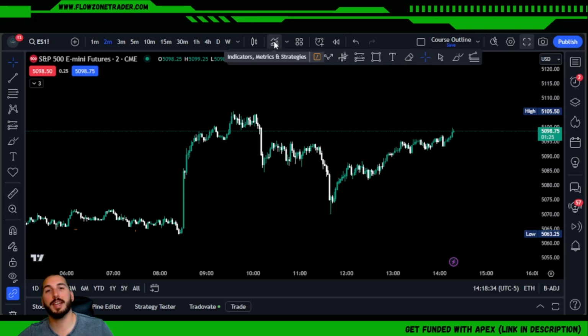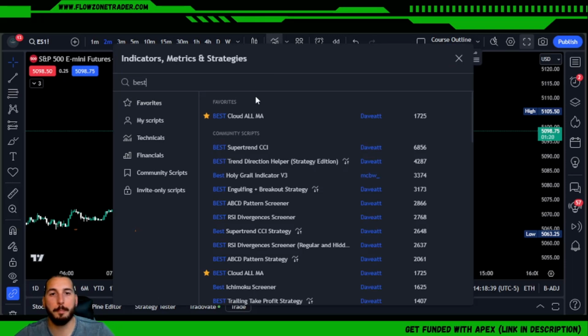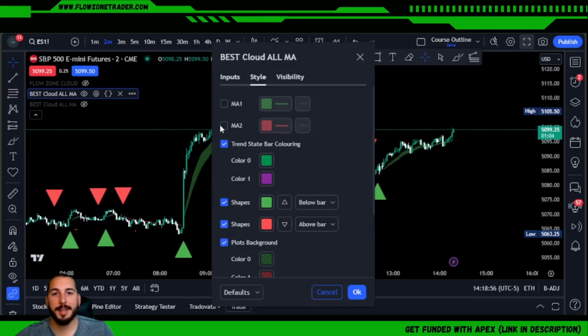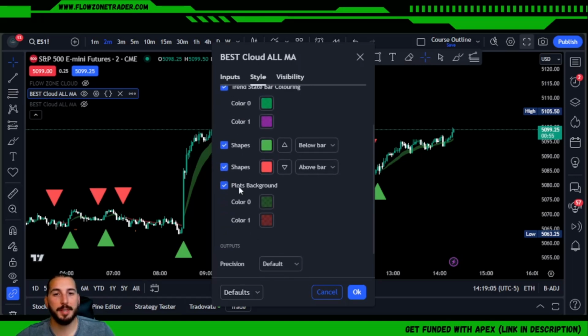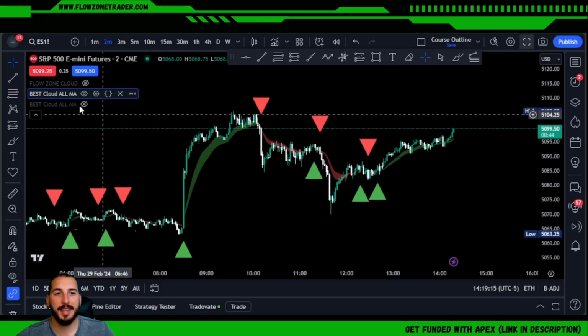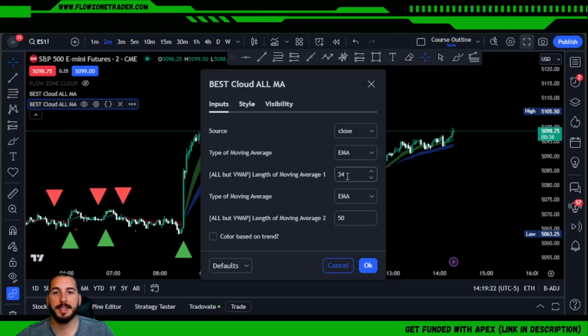So the first thing you want to do is come up to the indicator tab yet again. And this time you are going to search Best Cloud All MA. And I want you to put that on your chart twice. So on the first one, when it comes into your chart, you can take off the lines. You do not need the lines. Leave the trend state color bar and the shapes and the background to the colors which you like. But the key thing you need to do, I would like you to input this as a 13 and a 21 EMA. And then on the second moving average, if you open that up as well, we're going to do exactly the same, except this time we're going to do a 34 and a 50 EMA.